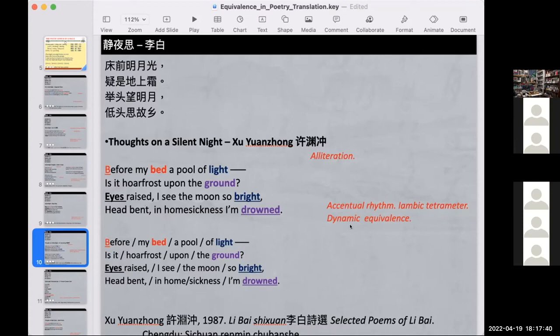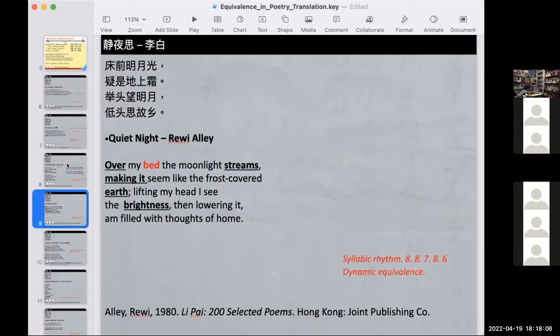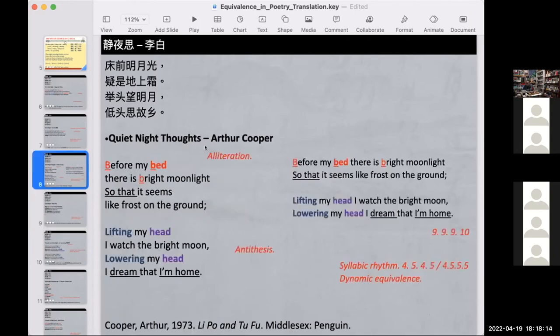It's fine. And as for equivalence, he tried to achieve dynamic equivalence, at least in the form, as far as the form is concerned. But how much he managed to do that is another thing. I mean, if a native English speaker reads this translation, will he enjoy it in the same way as this one done by Rewi Alley or this one by Arthur Cooper, which is a bit loose, a bit free translation?